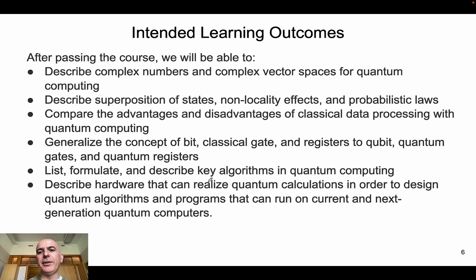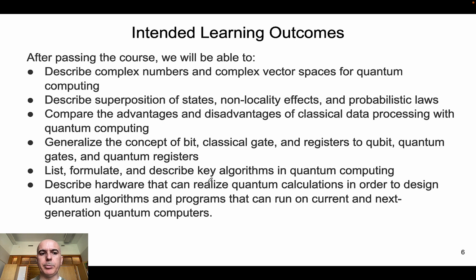What are the intended learning outcomes of this course? After passing the course, you will be able to describe complex numbers and complex vector spaces for quantum computing. So we are going to look at all the math that you need to know in order to feel comfortable with quantum computing. You will also be able to describe what superposition of states means, non-locality effects like entanglement, and the probabilistic laws that are at the base of quantum computing.